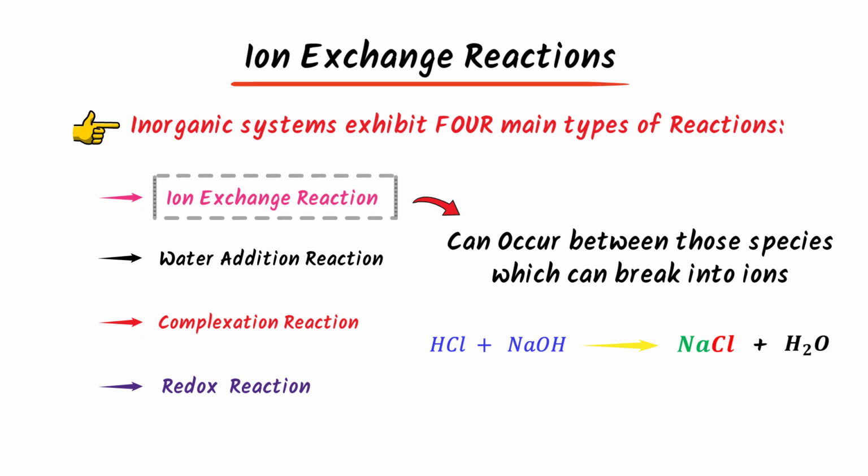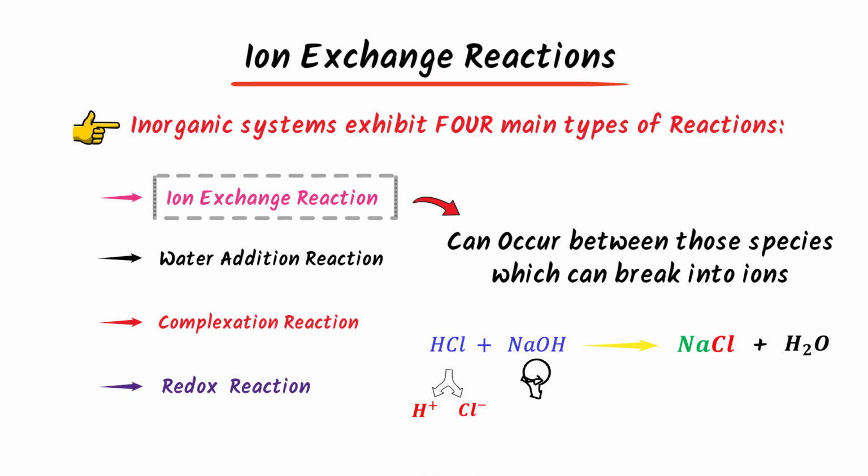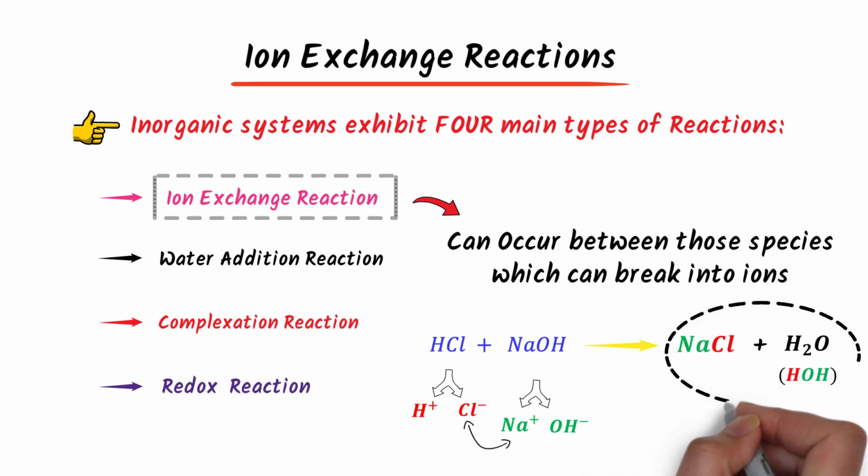The reaction actually occurs in solution phase, and in that phase, hydrochloric acid breaks down into H+ and Cl- ions, while sodium hydroxide breaks down into sodium ion and hydroxide ion. These ions get exchanged to form the required products. As in such a reaction exchange of ions takes place, therefore the reaction is known as the ion exchange reaction.